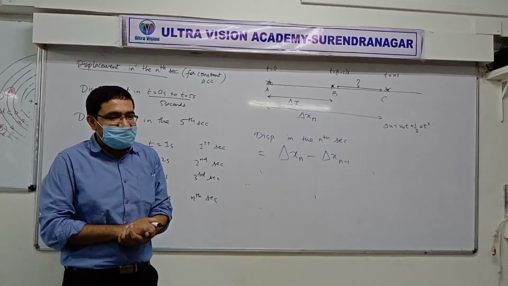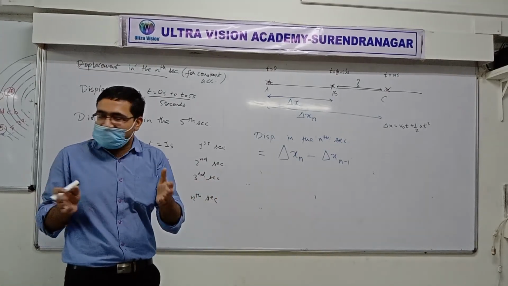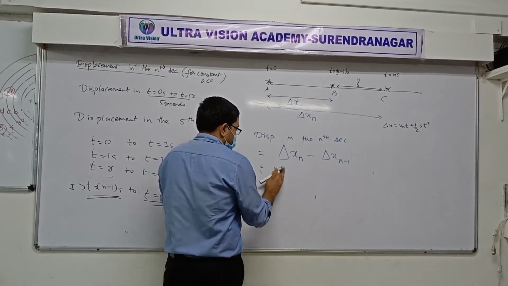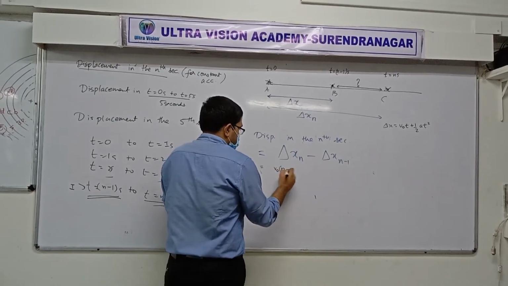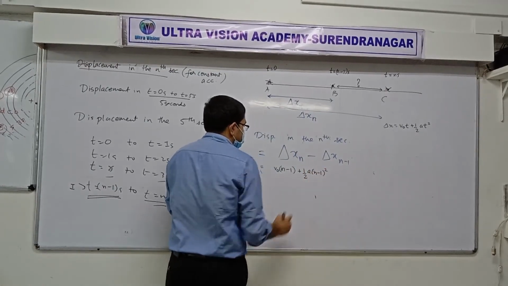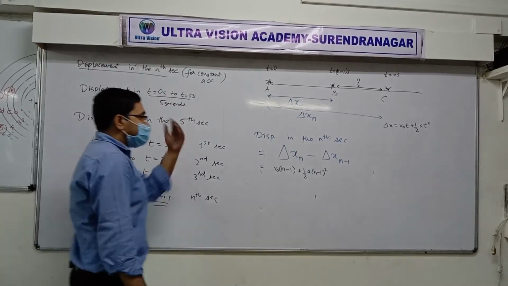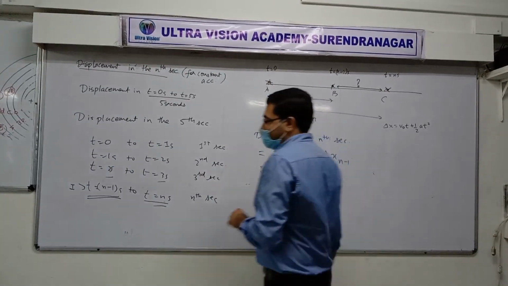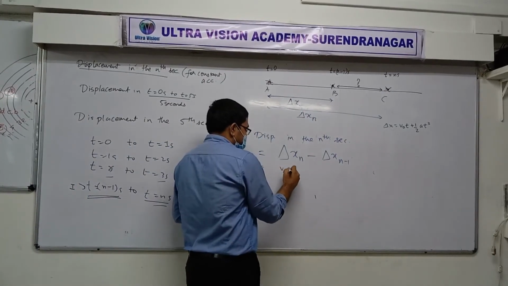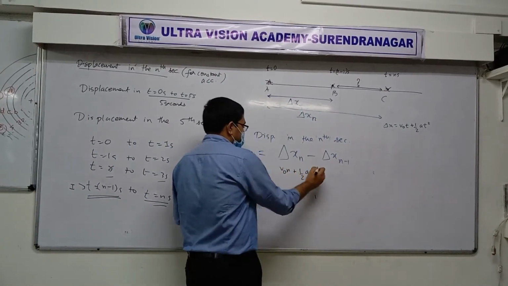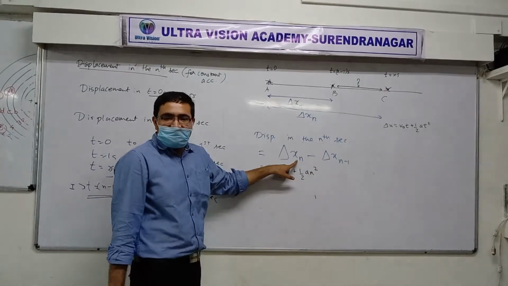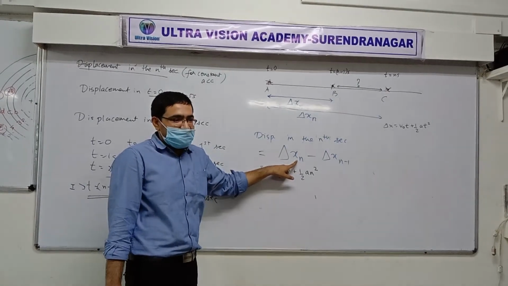How do you find time interval? Final time minus initial time. Did you understand? So this is v0 n plus half a n square. Now do A to C first, that will be delta x n. How much is the time interval? N seconds. Yes, sir.